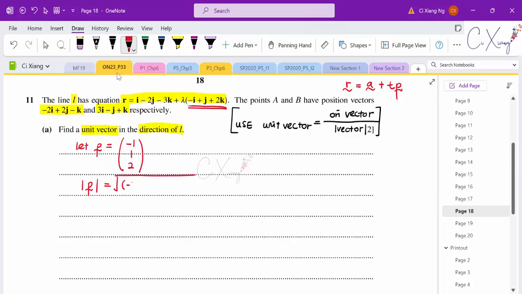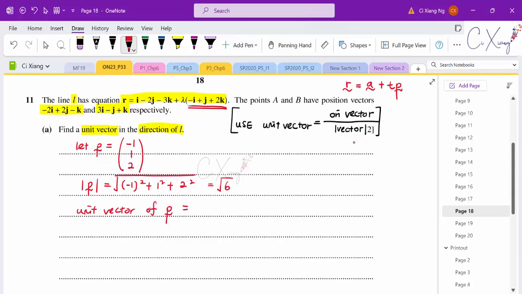So it is actually square root of a squared plus b squared plus c squared, right? Okay, so if you didn't make any careless mistake, by right it is 6. And now only I can find the unit vector of this p. Again, according to the formula, it is the original vector divided by the magnitude of the vector.